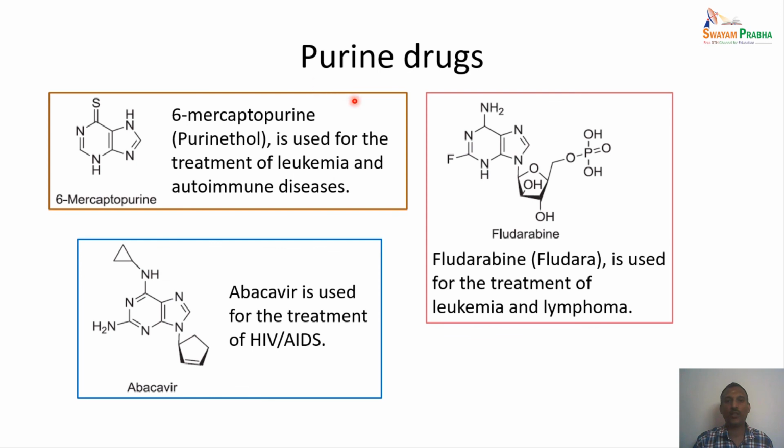Then let us look at some of the purine drugs. 6-Mercaptopurine is shown here. This is used for the treatment of leukemia and autoimmune diseases. Abacavir is another drug which is used for the treatment of HIV and AIDS. Fludarabine is another drug which is used for the treatment of leukemia and lymphoma.